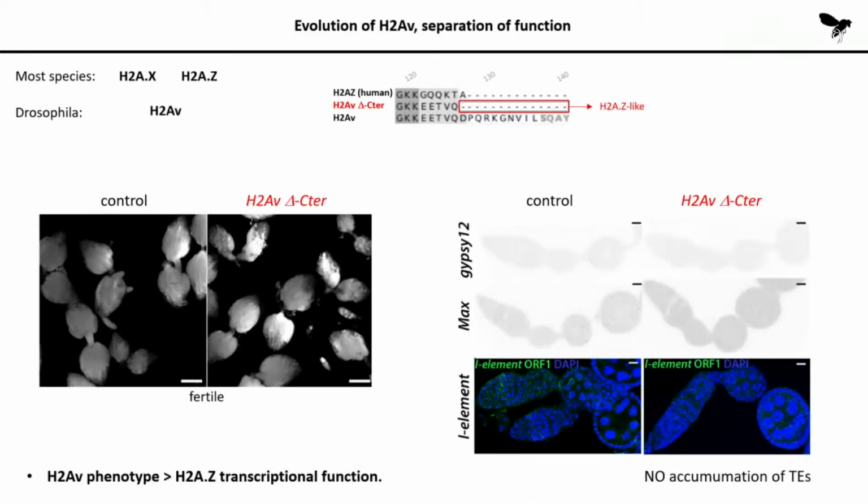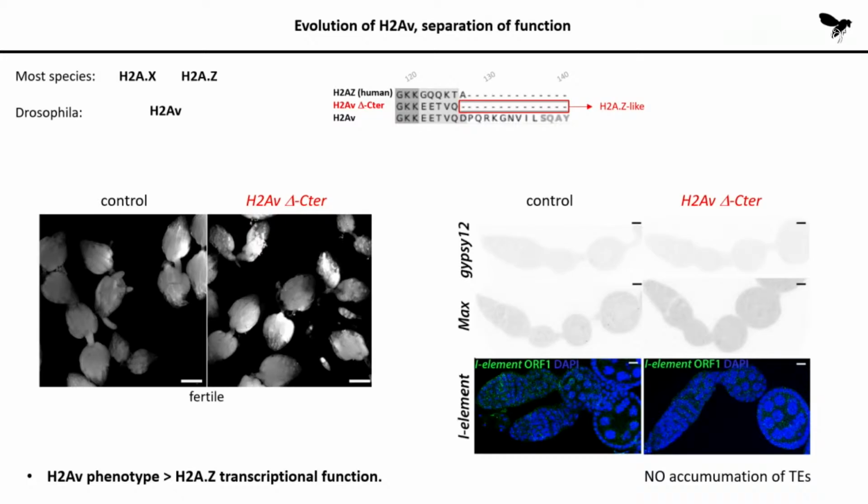And then to finish, since in Drosophila we only have one H2AV variant compared to X and Z in other species, to understand the evolution of H2AV, we decided to do a separation of function in which we deleted the C-terminal tail of H2AV.